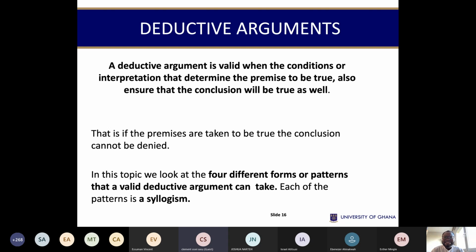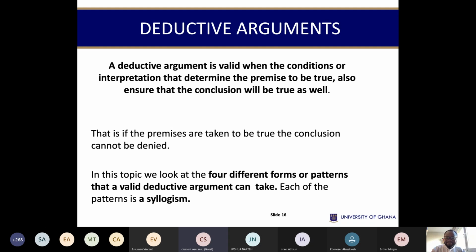So we start with a deductive argument. What is a deductive argument? We say that a deductive argument is an argument that is valid when the conditions or interpretation that determine the premise to be true also ensure that the conclusion will be true as well. I hope this is not too technical.